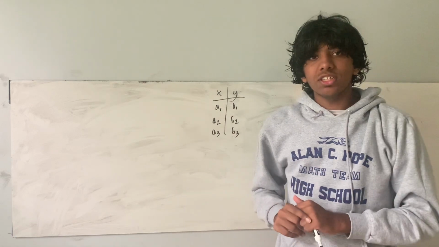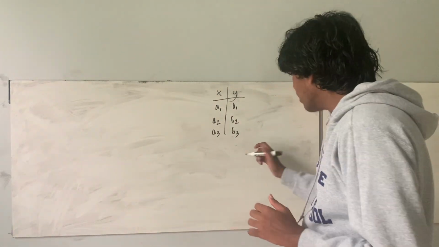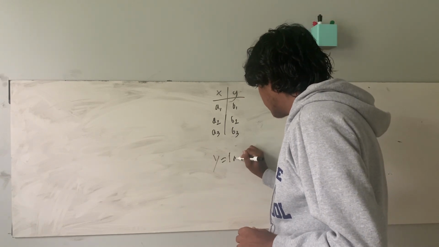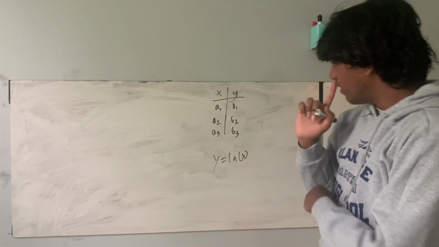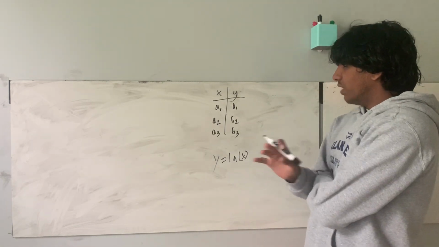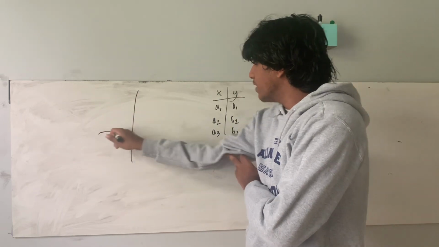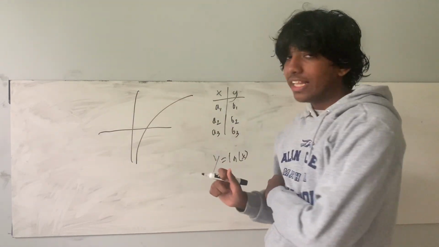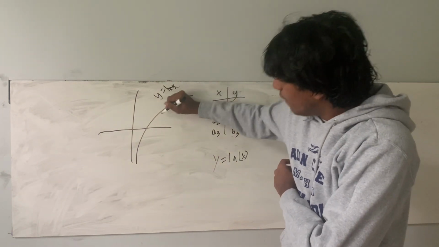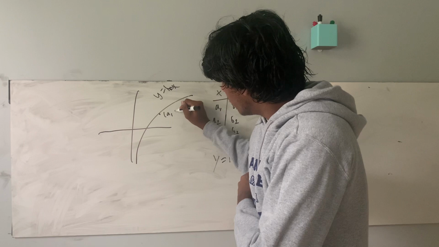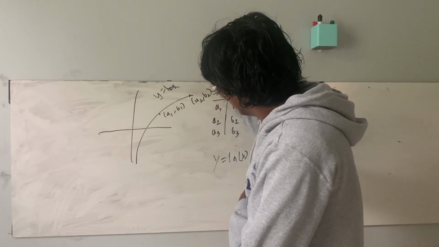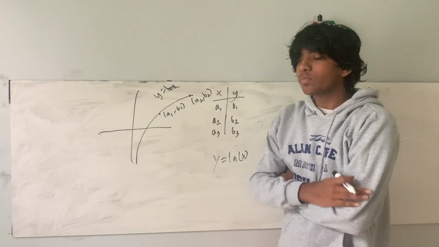So what's your favorite equation? Natural log x? Okay, so let's say that y equals ln x, right? So this graph, if we actually graphed this, it would look like this, because this is ln x. So let's write this down, y equals ln x. And let's say this point over here is a1, b1, this point here is a2, b2, right? So on, so on, so on.